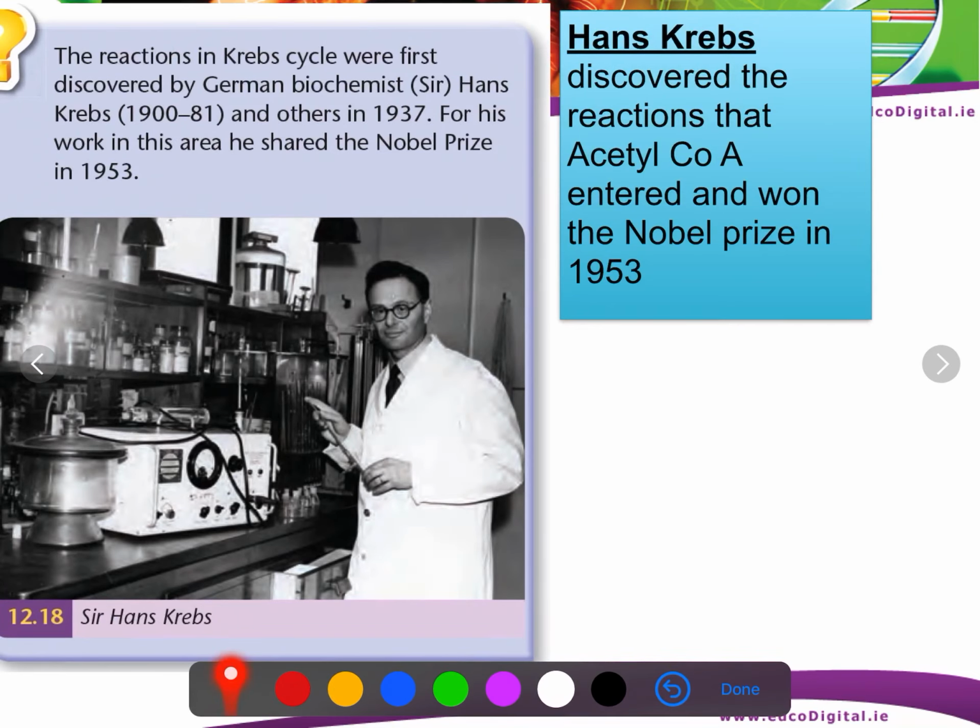Okay, so let's go. Please take down notes. This is up on Seesaw, but maybe wait till the end. So this fella here, having a great old time, is called Hans Krebs. Hans Krebs discovered the reactions that acetyl coenzyme A entered and won the Nobel Prize in 1953. So you do need to know his name, Hans Krebs.